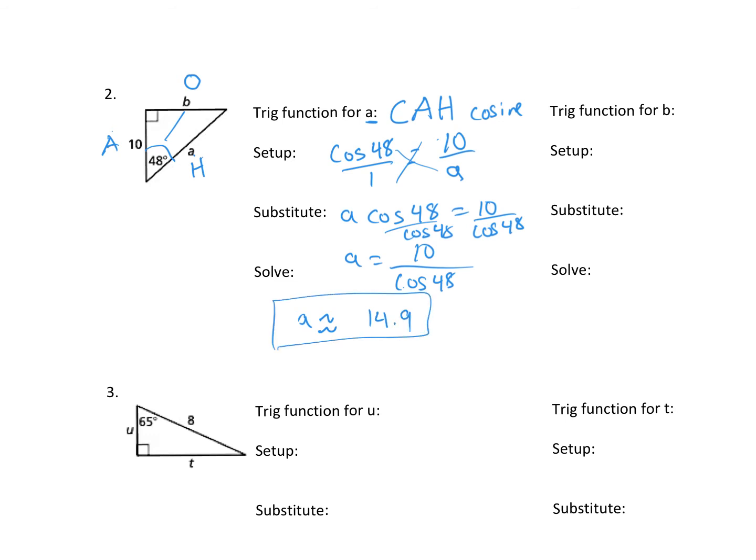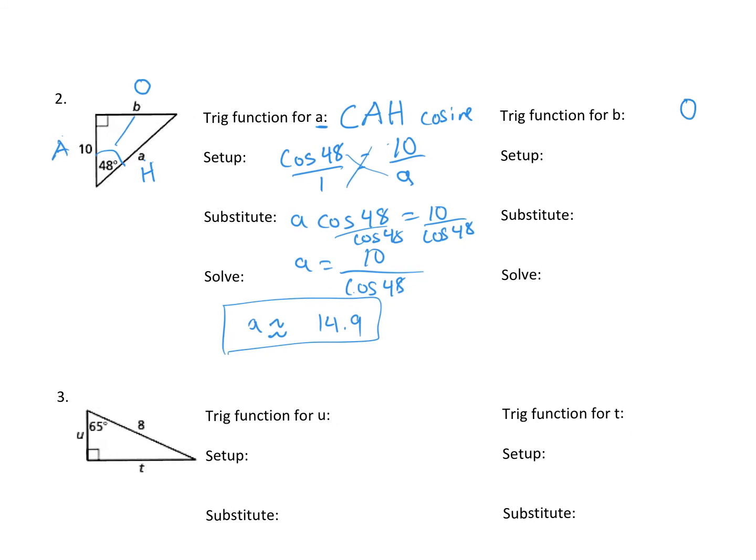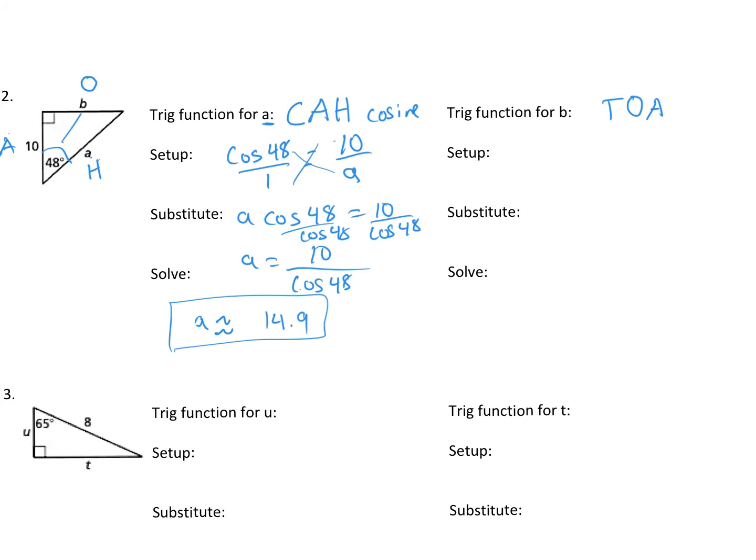Let's solve for b. B is O, my opposite to that angle. I am given my adjacent. So I want tangent because tangent is TOA. So here, my tangent of 48 degrees over 1 must equal opposite, which is b, over adjacent, which is 10. So if I cross multiply, b should equal 10 times tangent of 48, which is close to 11.1.